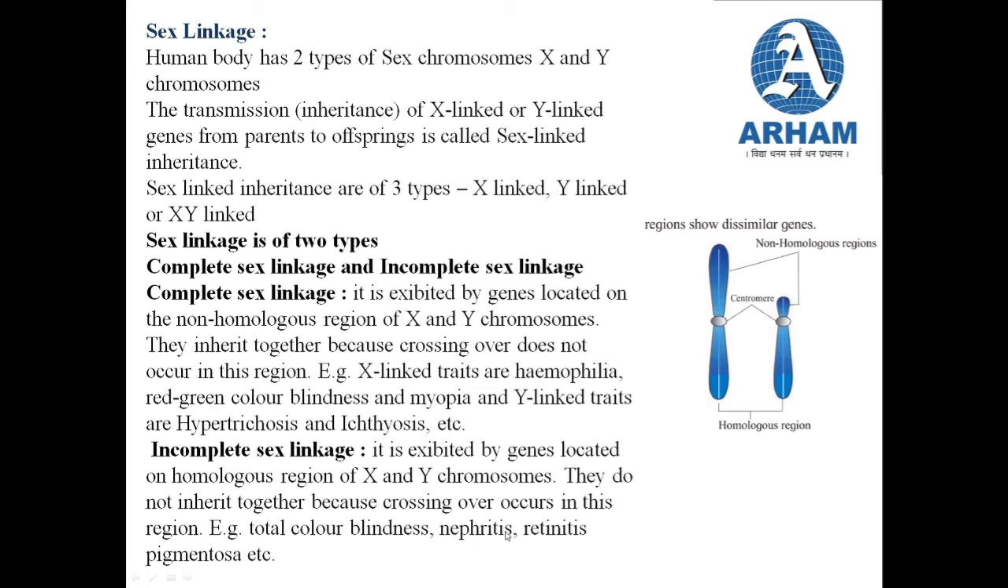Nephritis is the condition where the nephrons become inflamed. What are nephrons? Nephrons are the functional unit of the kidney. As they become inflamed, they adversely affect kidney functioning. The next disorder is retinitis pigmentosa. It causes loss of cells of the retina of the eye, and because of this loss of cells, it causes severe vision impairment, and in certain cases complete loss of vision.